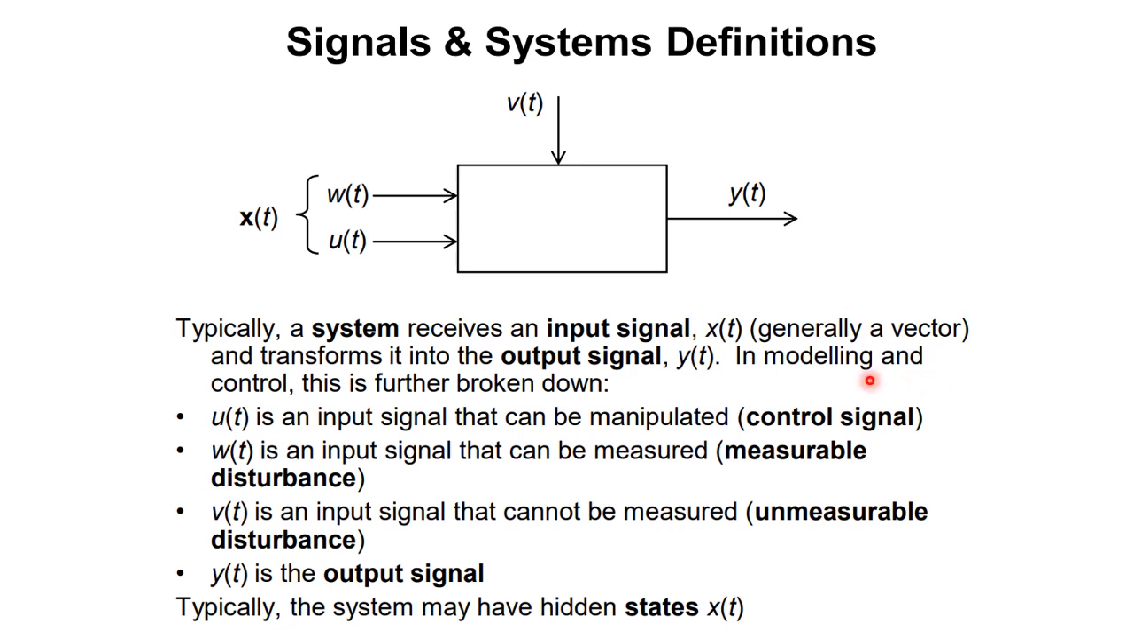In modeling and control, this is further broken down, such as u(t) is an input signal that can be manipulated. We call it a control signal. w(t) is an input signal that can be measured, a measurable disturbance. v(t) is an input signal that cannot be measured, so we call it an unmeasurable disturbance. While y(t) is the output signal. And typically the system may have hidden states, x(t).